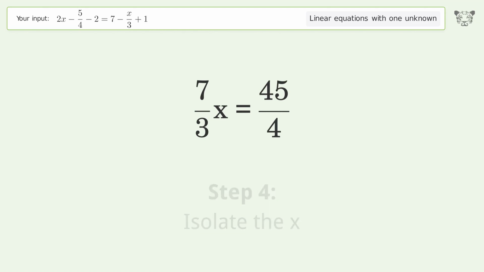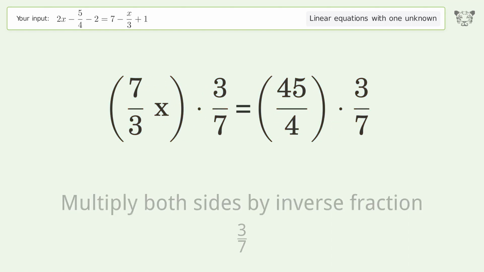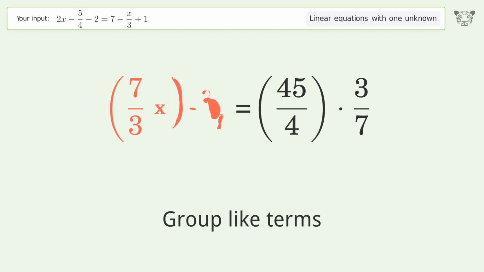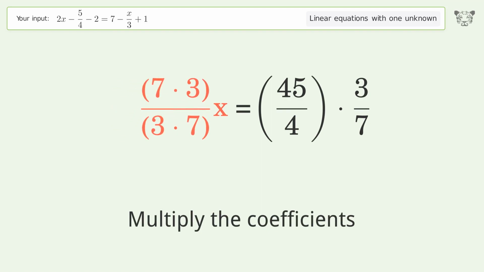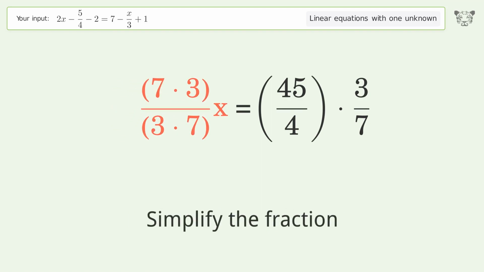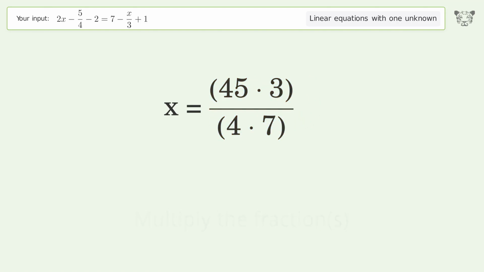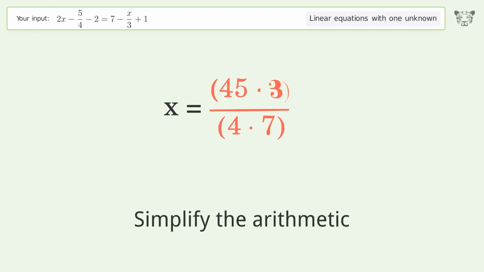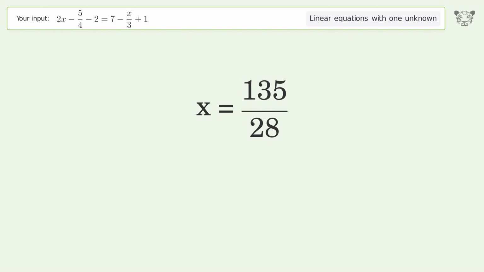Isolate the x. Multiply both sides by inverse fraction 3/7. Group like terms. Multiply the coefficients. Simplify the fraction. Multiply the fractions. Simplify the arithmetic. And so the final result is x equals 135/28.